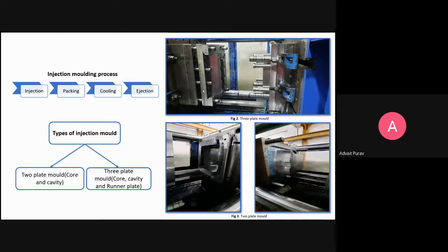And then there is ejection. Ejection means your part comes out. After your cooling process is done, after the part is sufficiently cooled, it is ejected back. So these are the types of injection mold: 2-plate as well as 3-plate. I won't go into details of it because you don't need to right now. If you want to understand it more in detail, we may do it later. But right now it's not necessary. You can just understand what the injection molding process basically consists of.